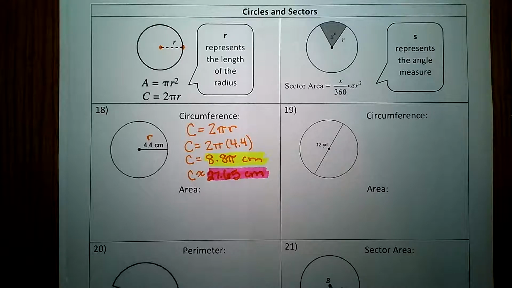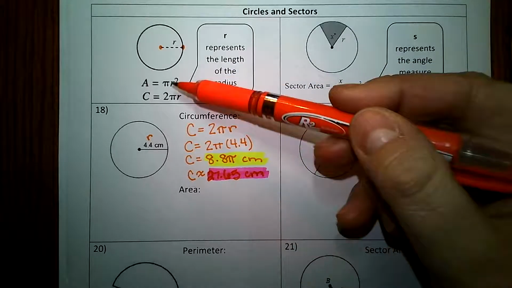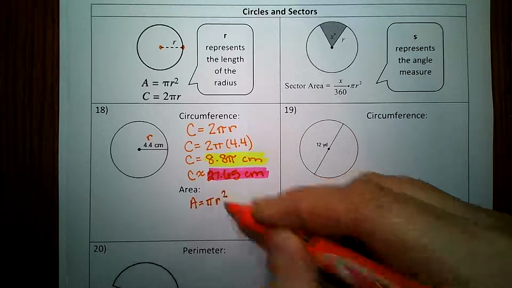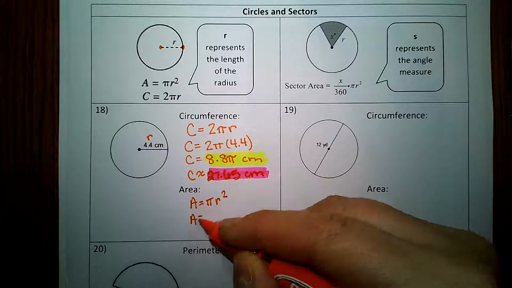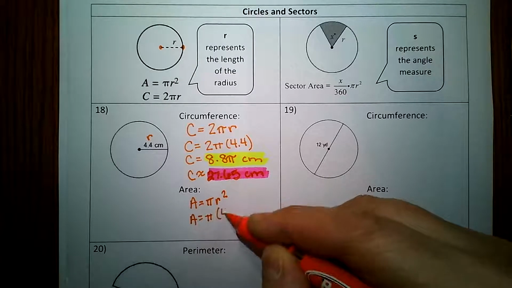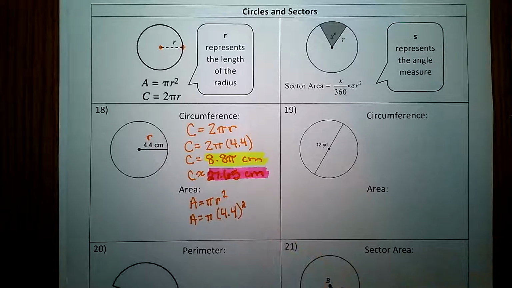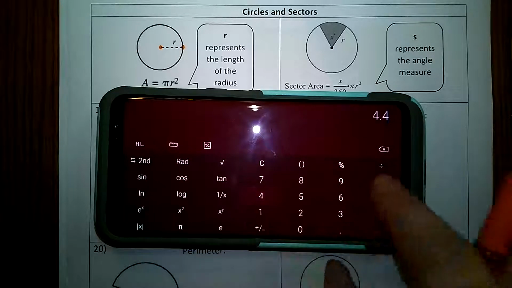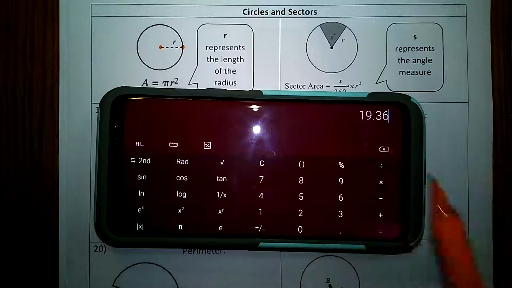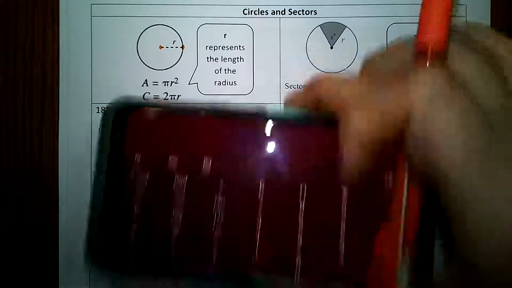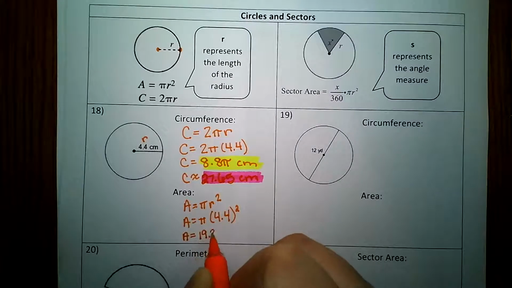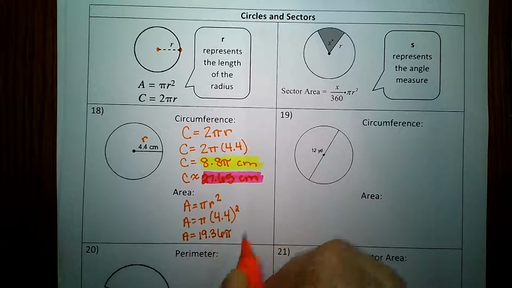The next thing I'm going to solve for on the same picture is the area, so I'm going to switch up my formulas. The area is equal to pi r squared. So to find the area, I would put the 4.4 in the r spot. Okay, and if I want an exact value, I'll have to find out what 4.4 squared is. So 4.4 times itself is 19.36. So the exact area is 19.36 pi centimeters.